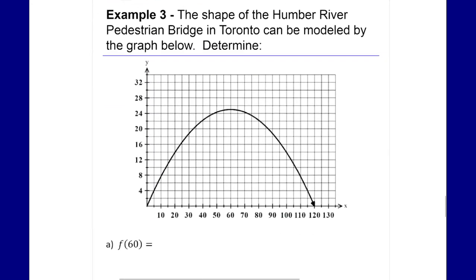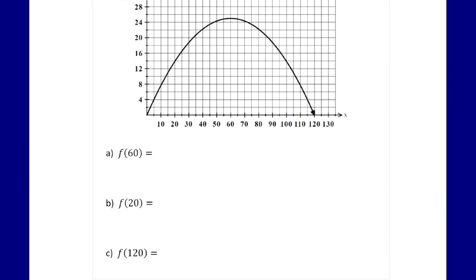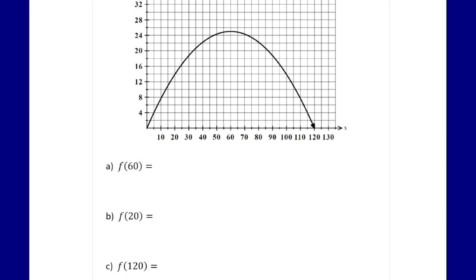Now, we can also use that same idea when we're dealing with a graph. So the shape of the Humber River pedestrian bridge in Toronto can be modeled by the graph below. We want to determine f at 60, f at 20, and f at 120. So we have to remember this function notation just basically means f at x, or the function when x is a certain value. So what is the value when x is 60?